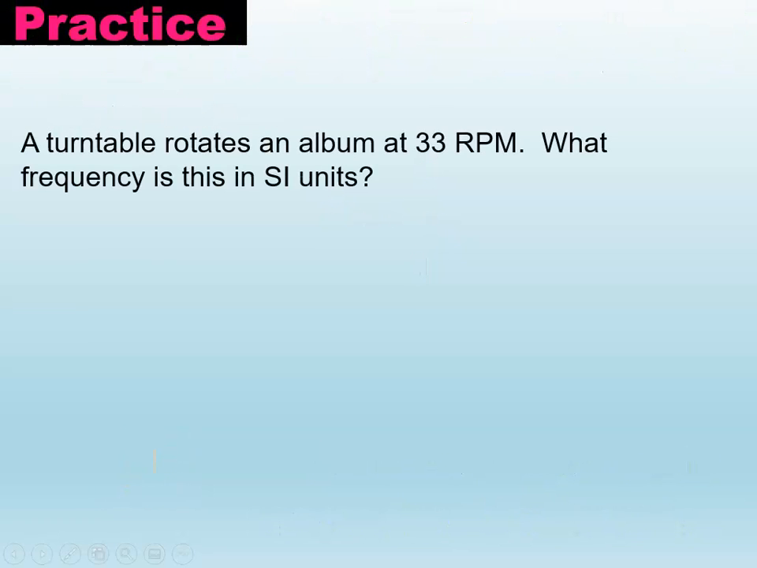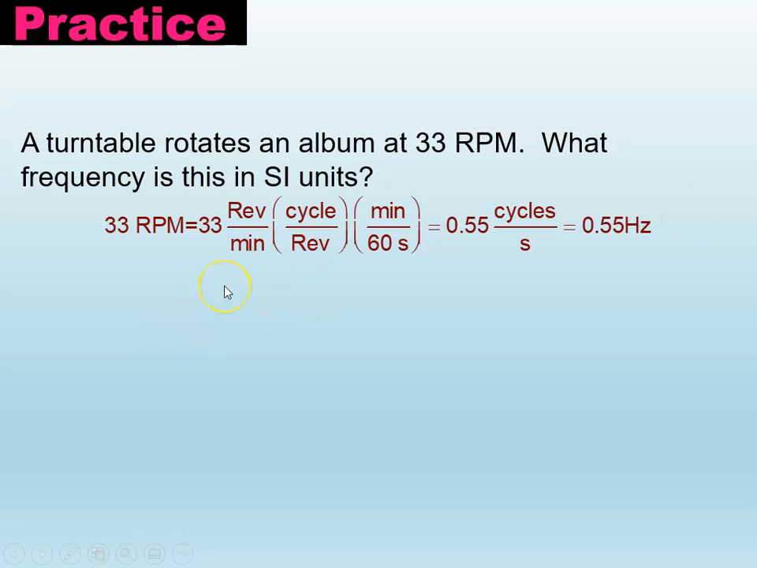So, quick practice: a turntable rotates at 33 RPMs. What's its frequency in SI units? Well, we can do a quick unit conversion. This step in the middle is maybe not completely necessary, but a cycle is 1 revolution. And then convert minutes to seconds, 1 minute per 60 seconds. Another quicker way of doing this would have been to first express this as 33 revs over minutes, and then substitute in 60 seconds per minute in the next step, and you'd still have 33 divided by 60, which would be 0.55, so 0.55 hertz.